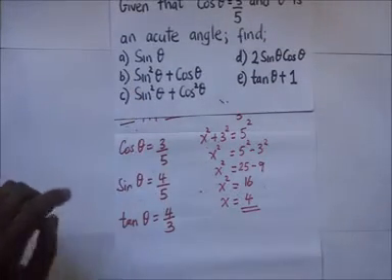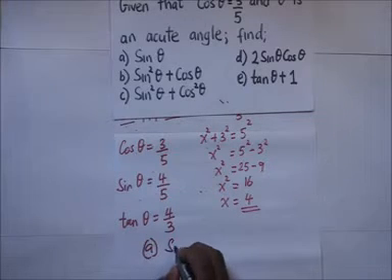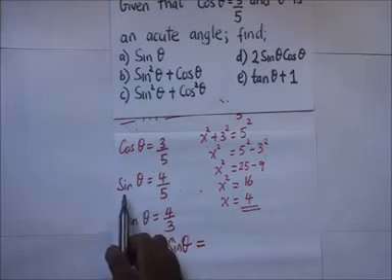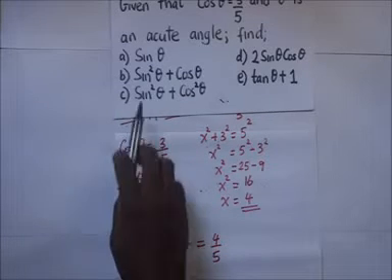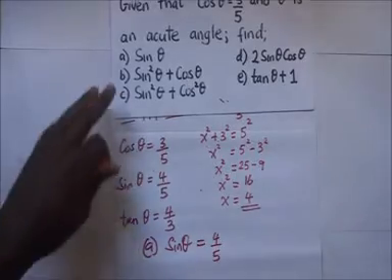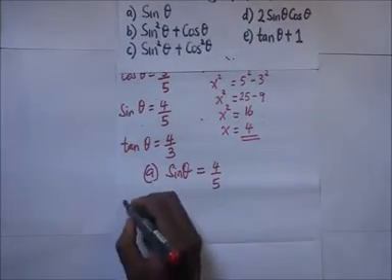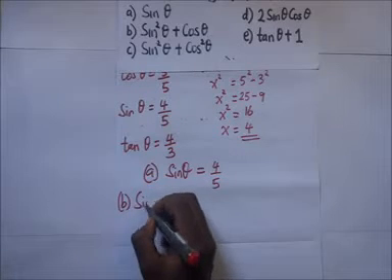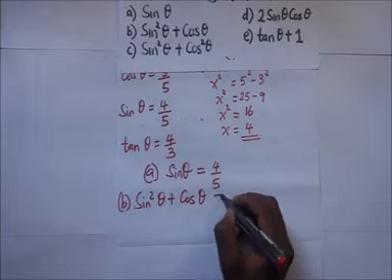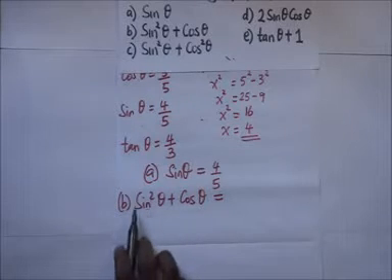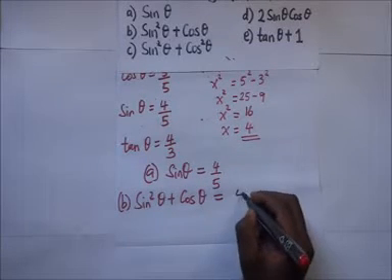Now the first part of the question is requiring us to find the sine of theta. Of course, part A, sine of theta, we've already gotten it, it is 4 over 5. So we go ahead, part B, sine squared theta plus cos theta. It's just a matter of substituting what we've gotten. So part B, sine squared theta plus cosine theta. Sine squared theta is the same as saying sine theta squared. And sine theta is 4 over 5.